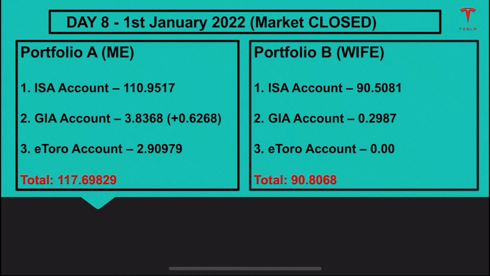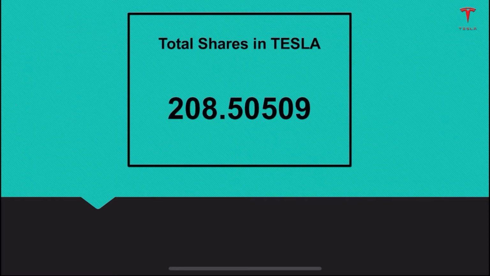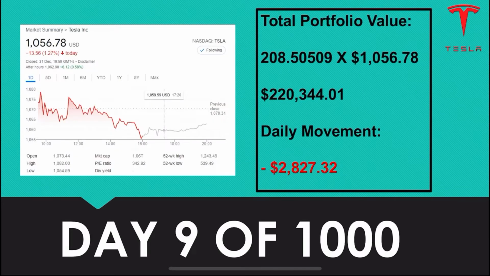So just a quick update on my portfolio. This is day 9, the 1st of January 2022. The markets are closed. I added some Tesla stock to my GIA account, so that was 0.6268 shares. That gives me a total of 117.69829 in portfolio A. And in portfolio B, I didn't make any more additions. I have a total of 90.8068 shares. So when you combine the two together, I have a total of 208.50509 in Tesla shares.